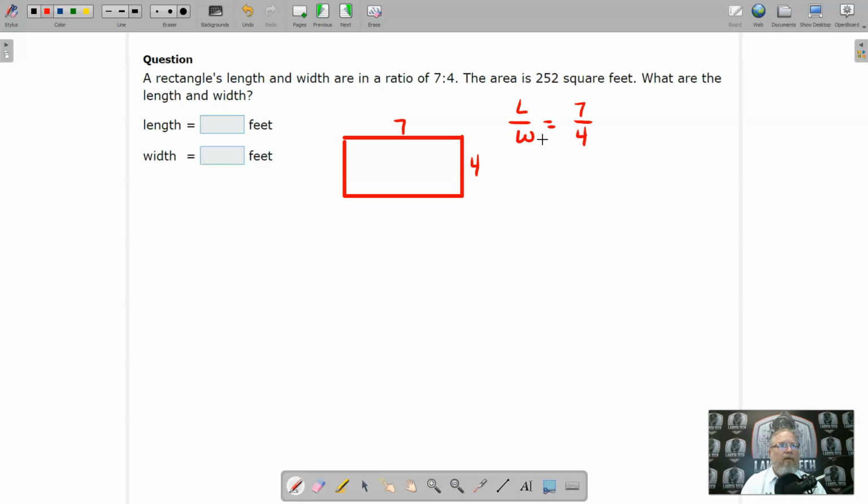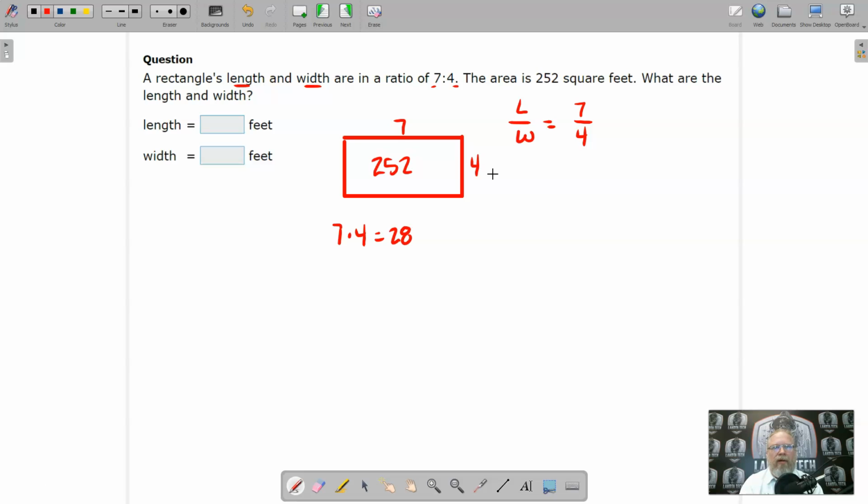So length is to width, and the ratio here is 7, 4. I have to use 7 for the length and 4 for the width because they said length first, then width. So this is going to be the length, then this is going to be the width. Now, the area is equal to 252. So area 252. That's the magic number that we are looking for. Well, does 7 times 4 equal 252? No. 7 times 4 equals 28.